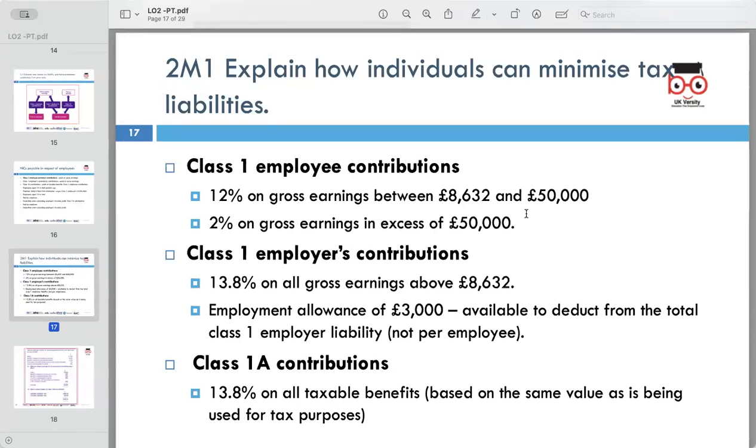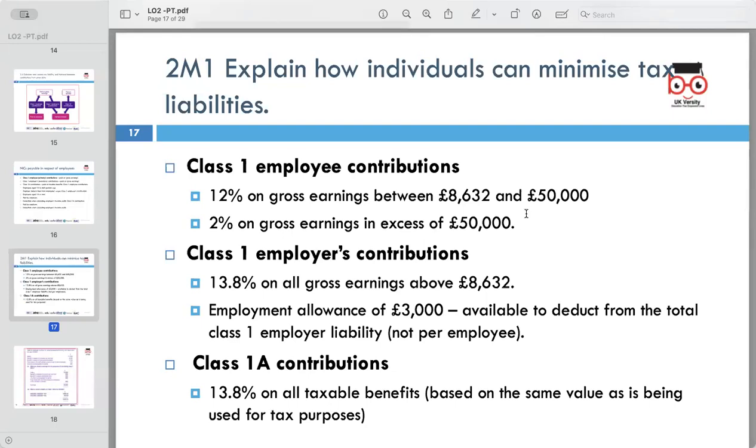Then Class 1 employer contributions. Employers also contribute to certain schemes on behalf of their employees. For Class 1 employer contributions, they pay 13.8% on all gross earnings above £8,632. There is an employment allowance of £3,000, which can be deducted from the total Class 1 employer liability.